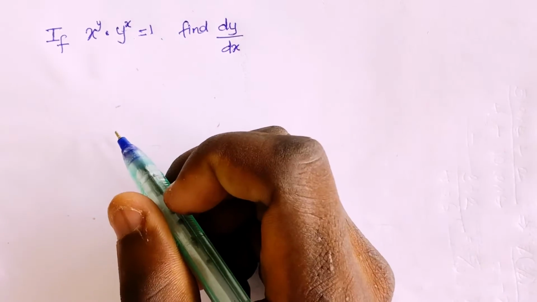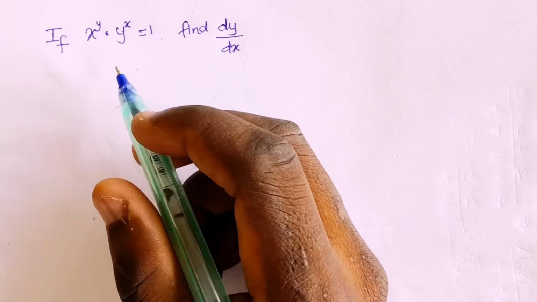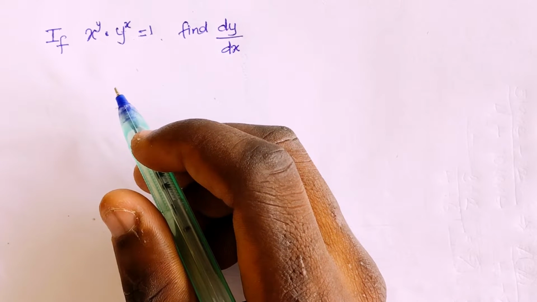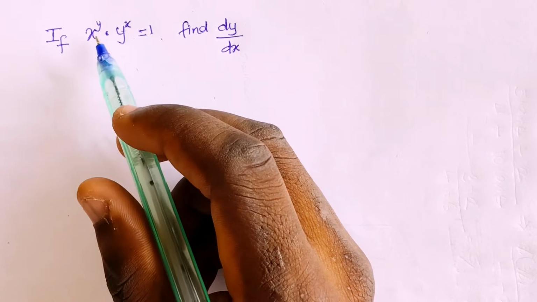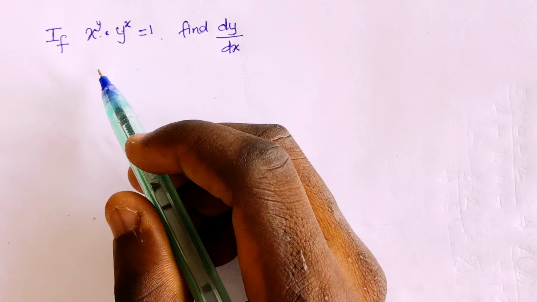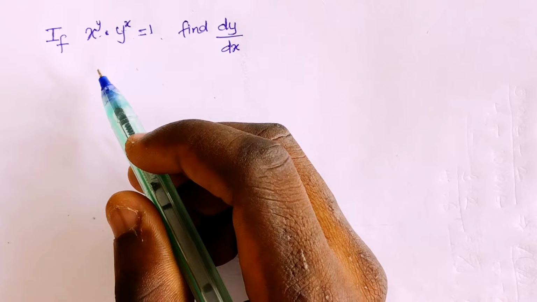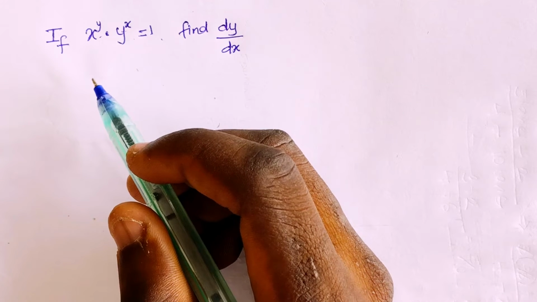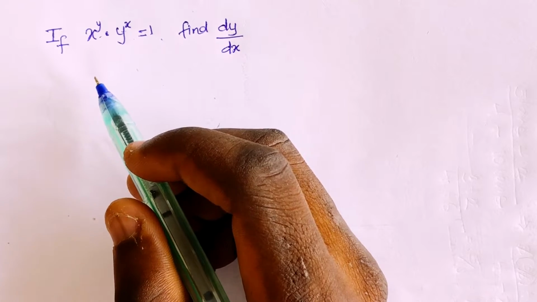Then in this case, what method do you think we can use? Can we use the product rule? No, actually we cannot use it. This is an exponential function, right? So in this case, we need to apply the logarithmic function. We should use the logarithm method.